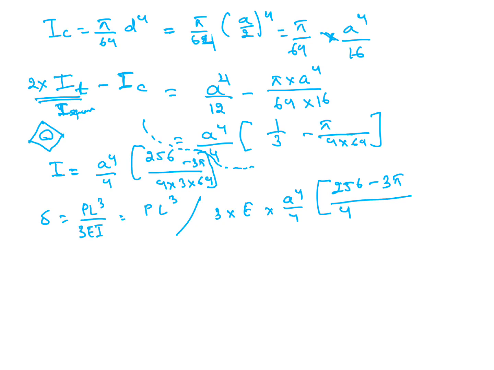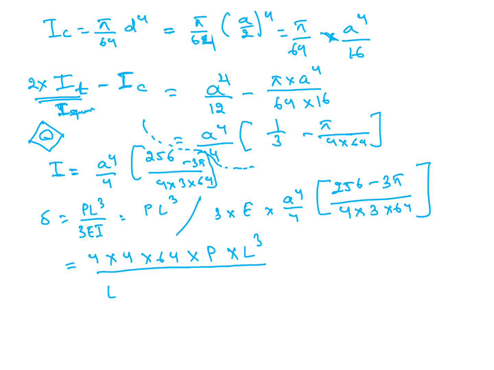for IES and GATE. It is very important. For ISRO you leave this question. 4 into 4 into 64 into P L^3 divided by E into a^4 into 256 minus 3 pi.